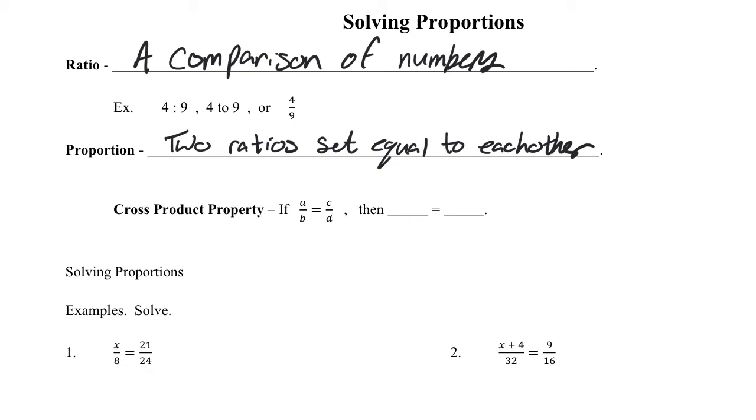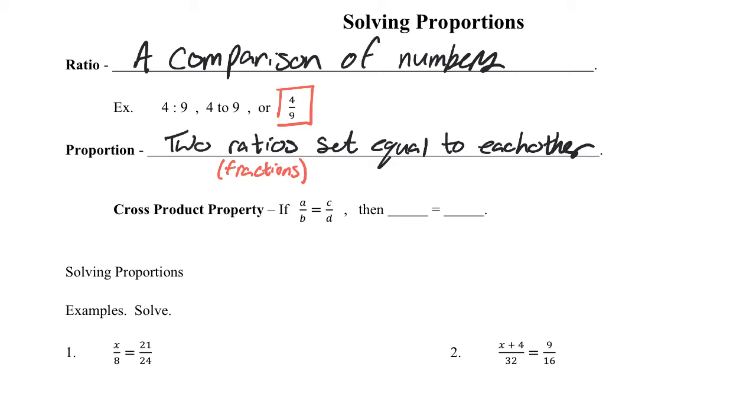So still can say it as 4 to 9 if you want. This is the one that we're going to be using mainly when we're dealing with proportions. Okay. So a proportion is two ratios set equal to each other, and in this case, we're going to be using fractions to represent our ratios in this objective. We're also going to be making use of the cross product property.